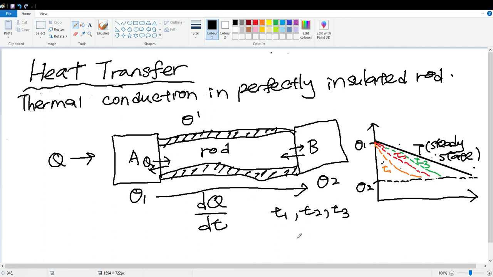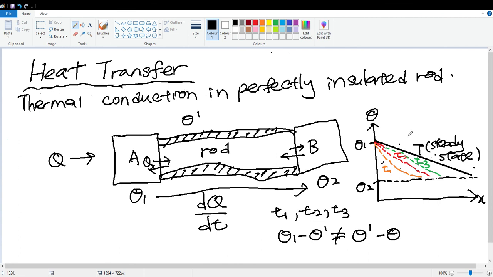So the difference in temperature between object A and the rod is actually not equal to the difference in temperature between the rod and object B. So this will not give us a straight line for the temperature gradient. And this is theta and this is distance.